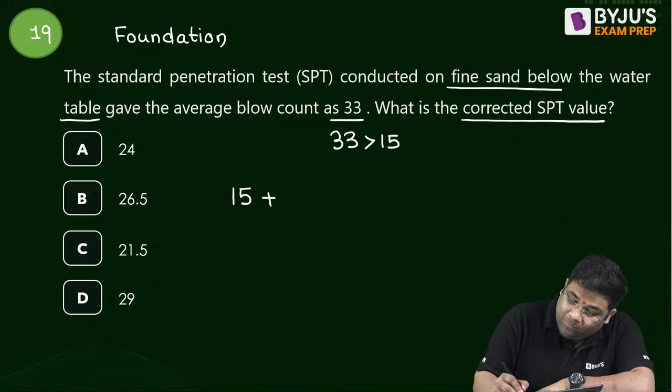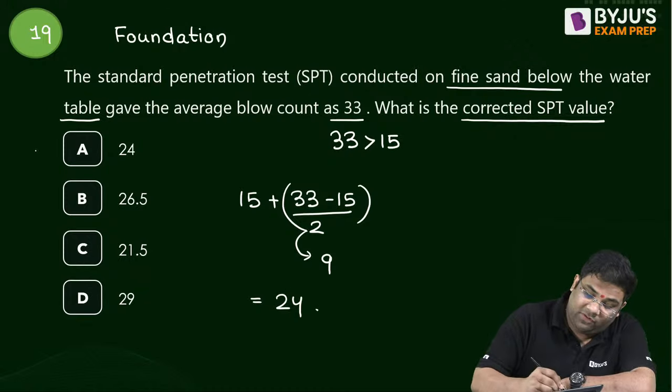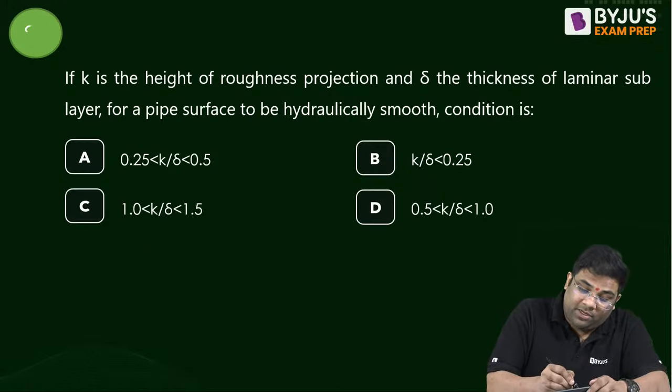The answer is A. What is the formula? The corrected value is 15 plus (the SPT value minus 15) divided by 2. So this will come to 18 by 2, which is 9. 9 plus 15 is 24. Very straightforward question.